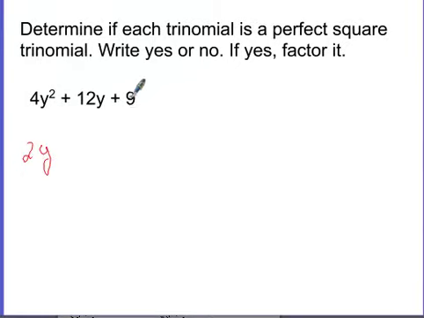2y. What is the square root of 9? 3. Is 12y 2 times? Oh! You guys stink. All right. Thank you for pointing out my mistake. Anyway, I'll make excuses, but I was wrong. So (2y + 3) squared is how we would factor that. Holy smokes, I was surprised I was starting off with a no, to be honest with you.